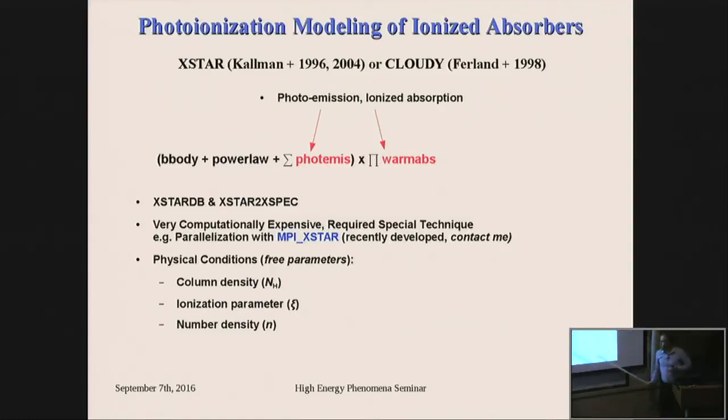And using MPI XSTAR, we are able to run XSTAR in parallel for different free parameters. Usually the free parameters are column density and the ionization parameter. And we can make a grid of XSTAR table models for a range of column density, for example from 19 to 25, and logarithmic ionization parameter from 0 to 5, and we can use, for example, XSPEC or ISIS to fit which column density and which ionization parameter are best to describe the physical condition of the ionized absorber.